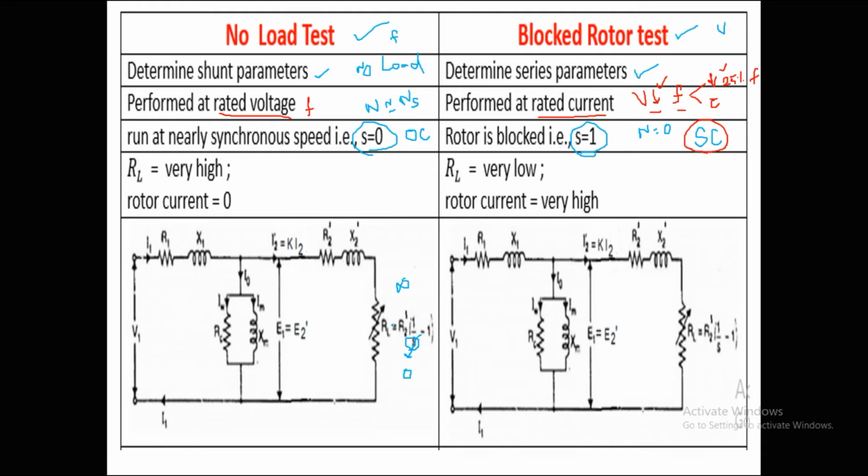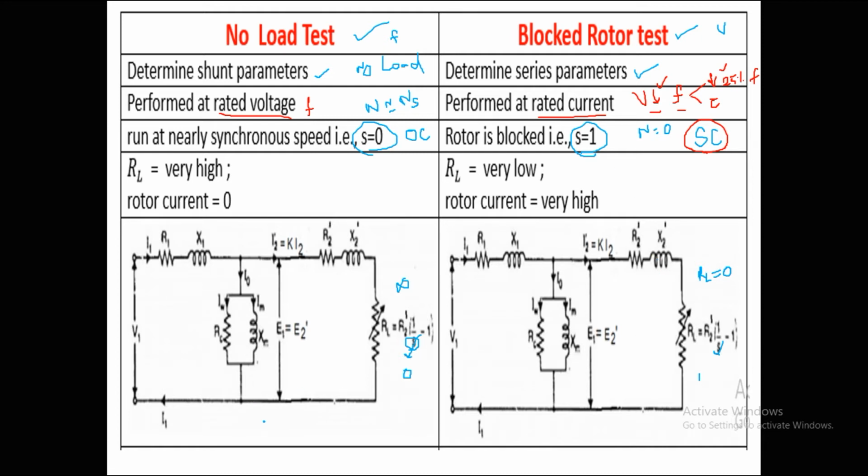So here the RL is very high. Now coming to the blocked rotor test, by substituting the value of slip as 1, we can get the value of RL as 0. It is very low, so we can say it is a short circuit. The rotor is open circuit in no load and short circuit in the blocked rotor test.